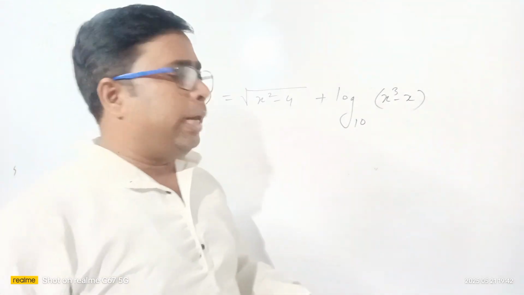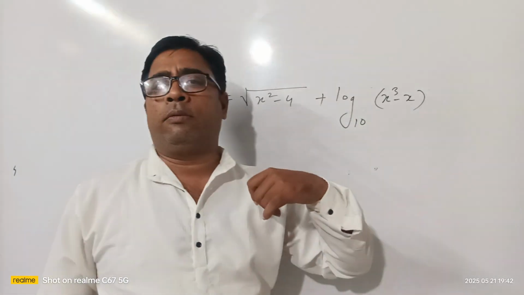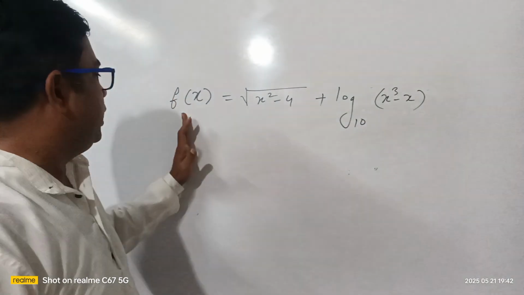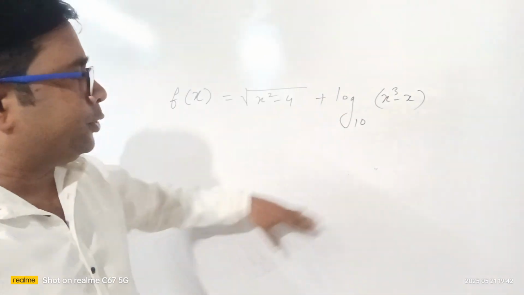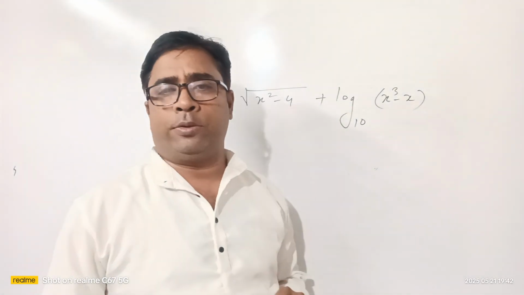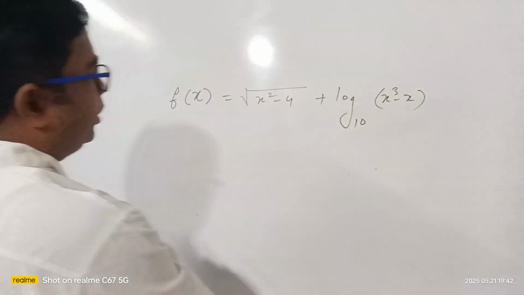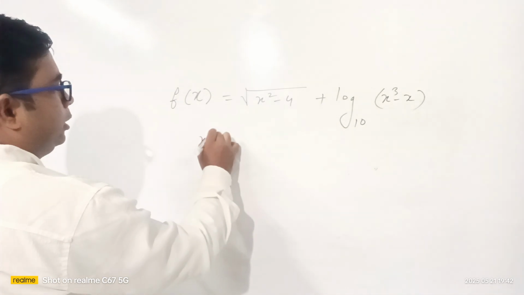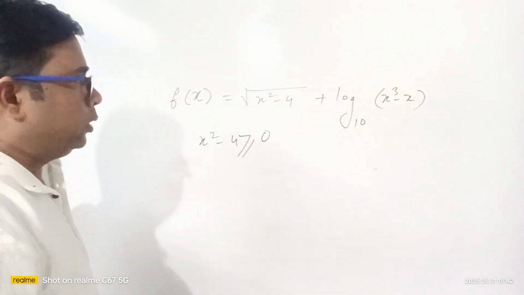See here again we have got two functions. That means this single function is divided into two parts. So we have to find the domain in this case also, and we have to find the domain in this case also. So let us find the domain of this part. It's a very simple part. What is the domain of this function? Same thing. x square minus 4 should be greater than or equal to 0.